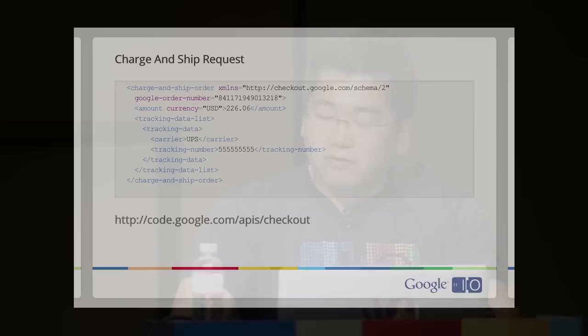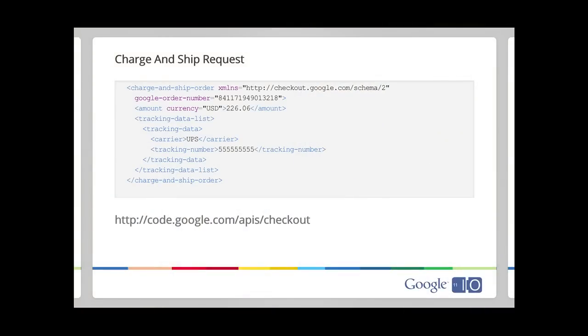So the final step in fulfillment is the charge and ship order request. In this request, you'll define a total amount to charge up to the chargeable amount, and if you're delivering physical goods, the shipping information. We also have requests to granularly process orders, such as charge, ship, refund, and archive.